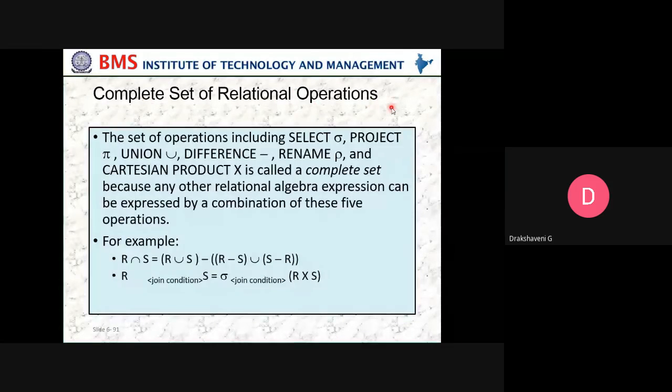Complete set of relational operations. The set of operations including select, project, union, difference, rename, and Cartesian product is called a complete set because any other relational algebra expression can be expressed by a combination of these operations. That is, R intersection S equals (R union S) minus ((R minus S) union (S minus R)). So then a join with a join condition equals sigma, a select with the join condition, applied to a Cartesian product.